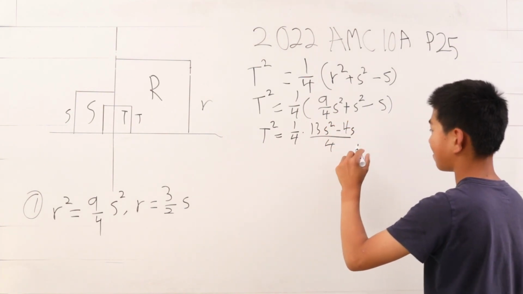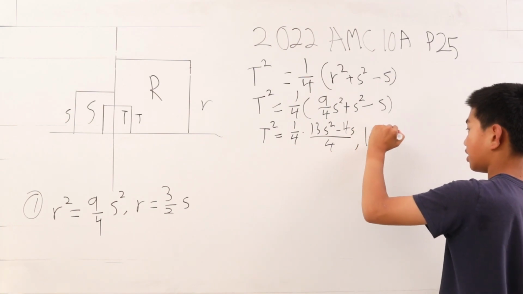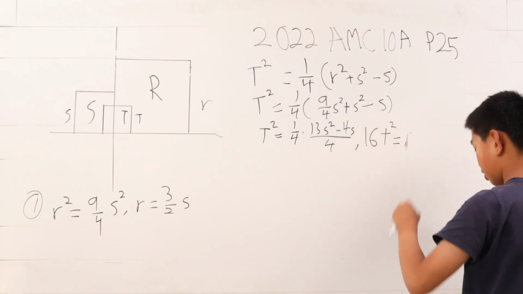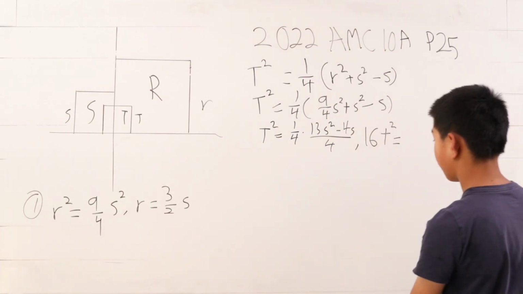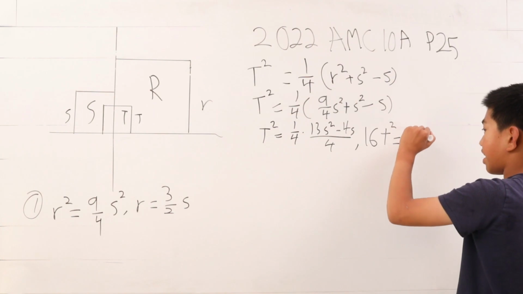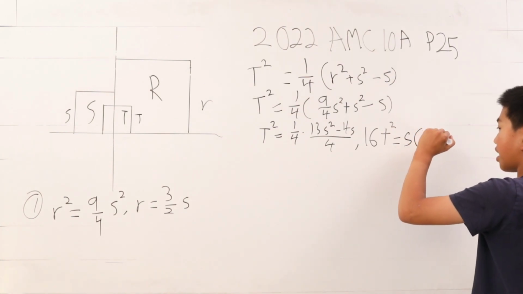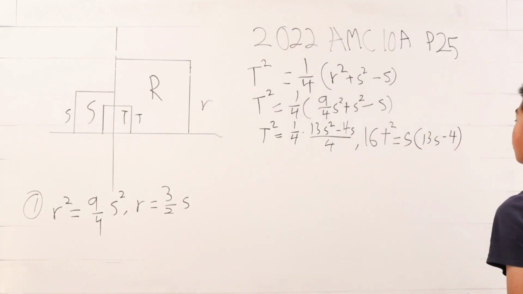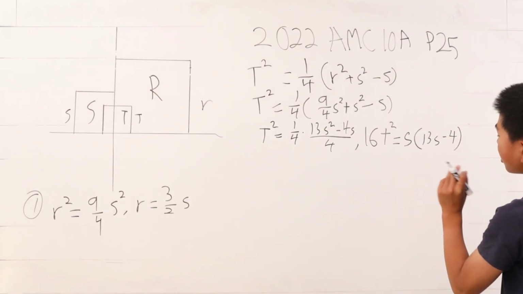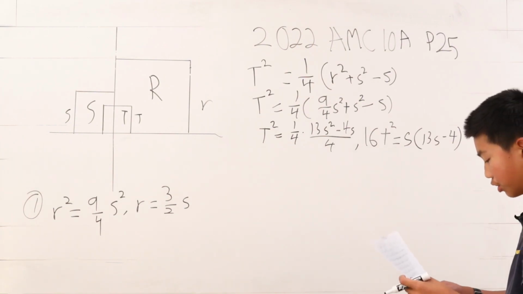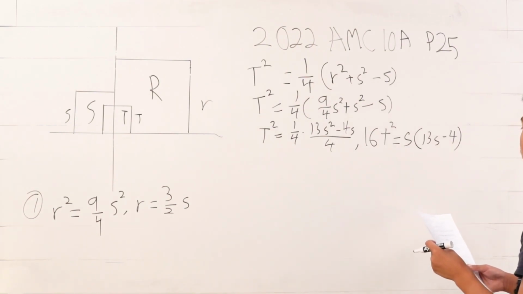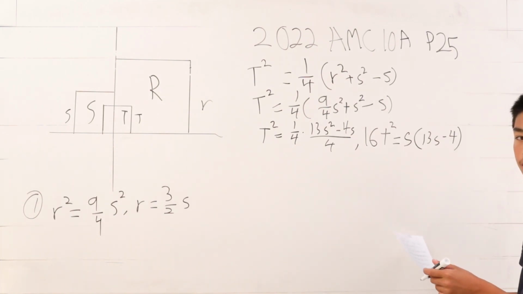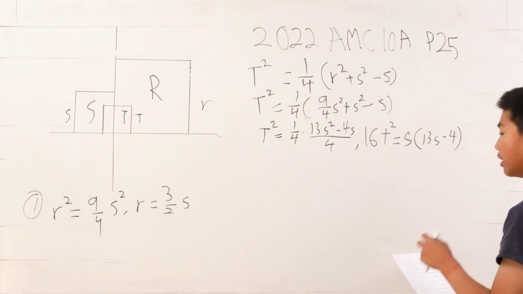So what you have here is 16 T squared equals 13 S squared minus 4S. I can take out the factor of S, and you get S times 13S minus 4. That's not our second equation, but it's kind of close to it. So basically, we can just do stuff here. Let's see, what do we notice?